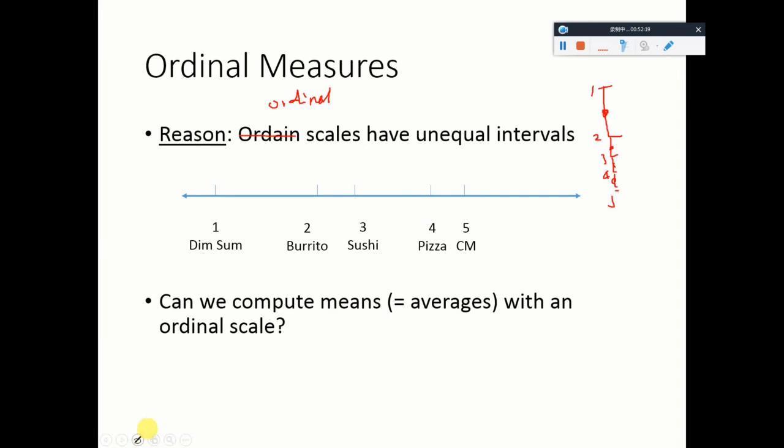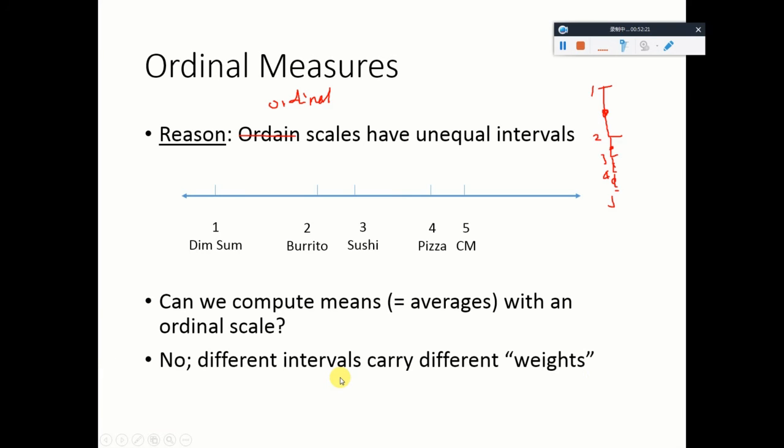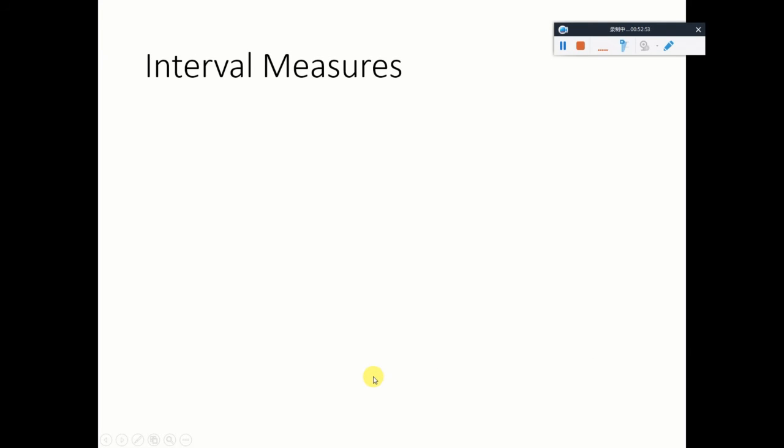We cannot compute means from an ordinal scale. In other words, it doesn't make sense to add up 1, 2, 3, 4, and 5, and then divide the sum of these 5 numbers by 5. That will give you, mathematically speaking, an average number, but this average number does not mean anything at all because different intervals carry different weights. Okay?